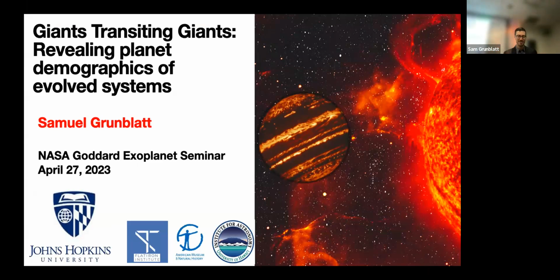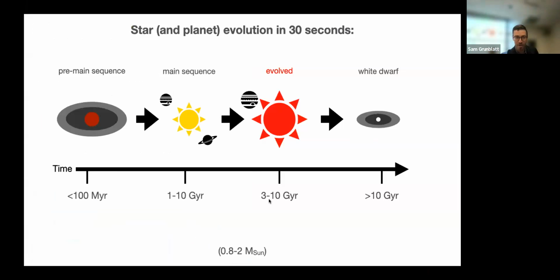Since we're already a little bit late, I'm just gonna jump right into things. To set the scene really quickly, here is the evolution of star and exoplanet systems in 30 seconds. You start out with a protostar surrounded by a disk of dust and gas. Over time, that protostar will evolve into a main sequence star. That dust and gas might evolve into planets around that main sequence star, and they'll stay like that for a few gigayears.